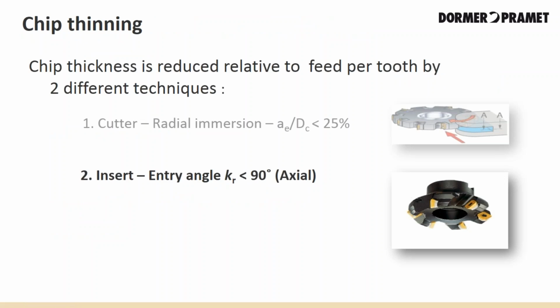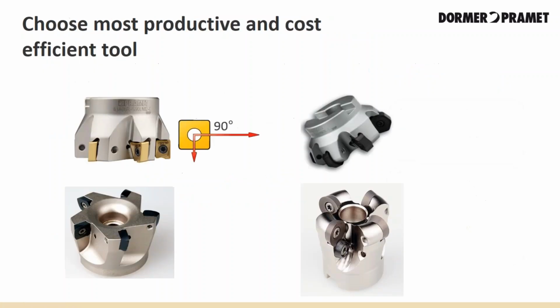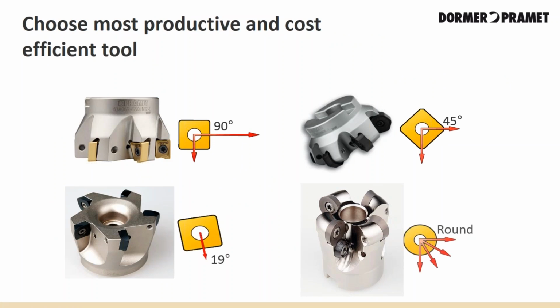Now let's look at the second way to achieve chip thinning, which is the KR, or the entry angle of the tool. You can see here several milling concepts with different lead angles. Each of these concepts is designed to perform specific tasks. For instance, a 90-degree cutter is well suited to create a shoulder. A 45-degree cutter is not. A 90-degree cutter can easily be used as a face mill, but it won't be as productive or cost-effective as using a 45-degree cutter. Buttons are many times used in more difficult materials. Regardless of the material, round inserts give the highest total material removed due to higher feed rate capabilities.